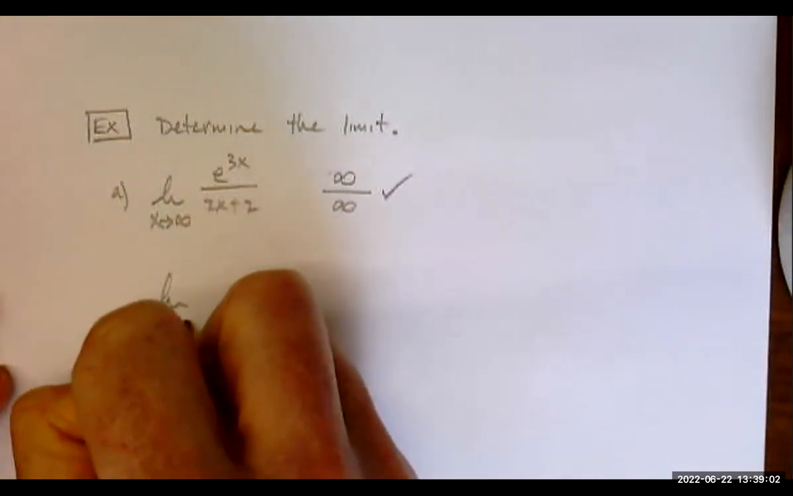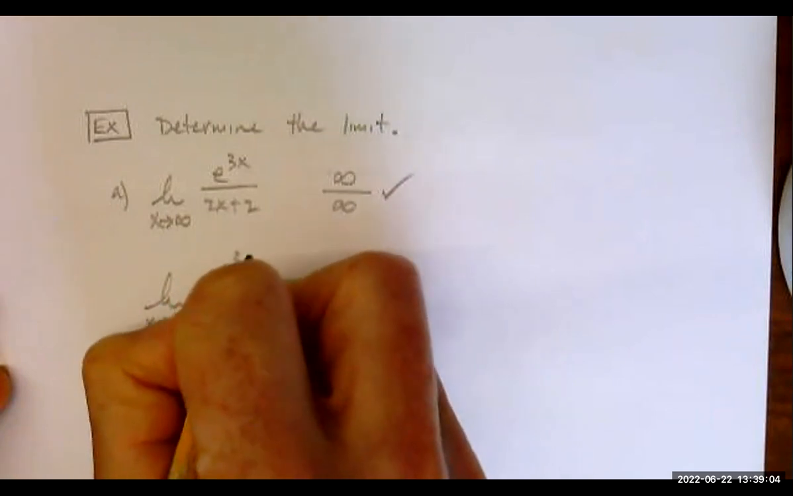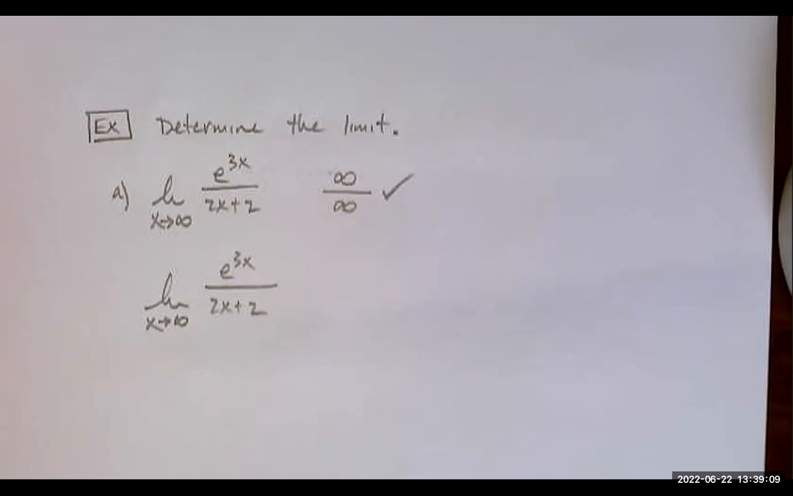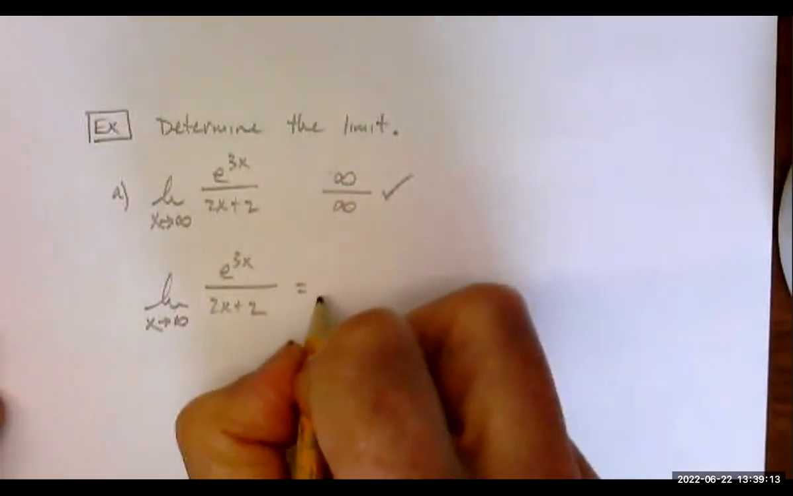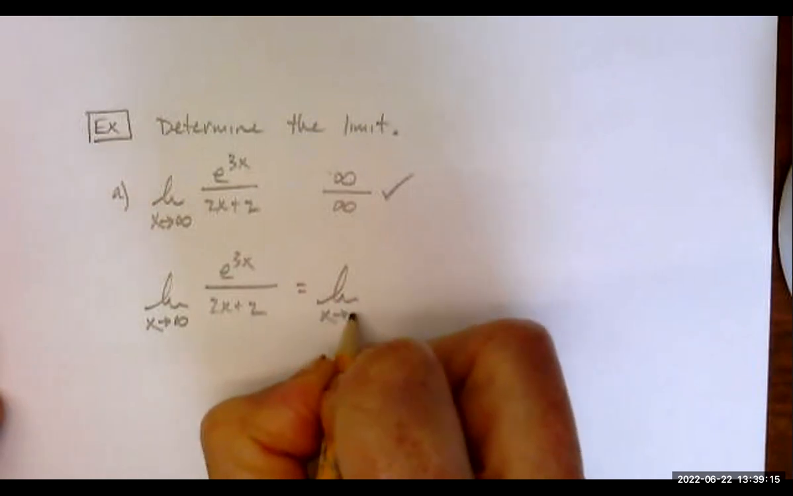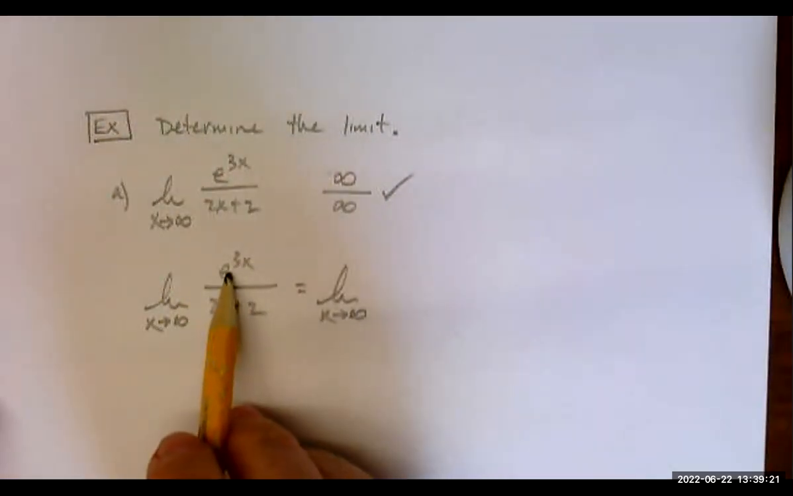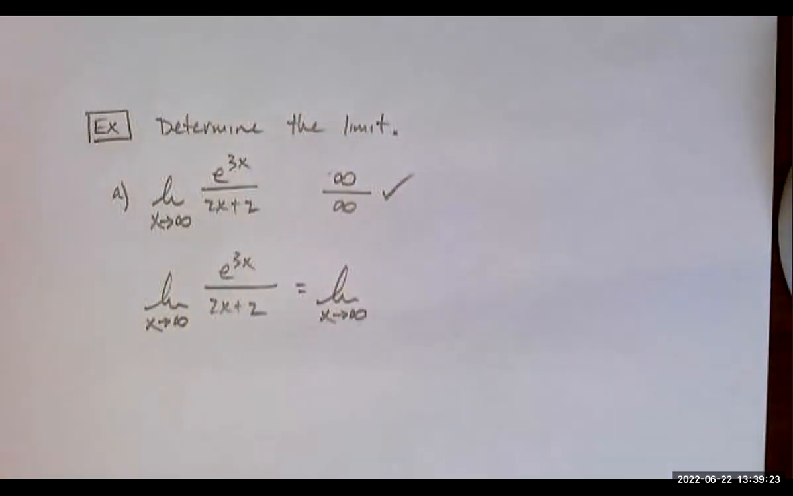Okay, here's what I'm going to do. I'm going to recopy the whole thing so we can see how this rule works. We can say the limit as x approaches infinity, it's the same limit, but now we're going to perform derivatives on the numerator and denominator separately.